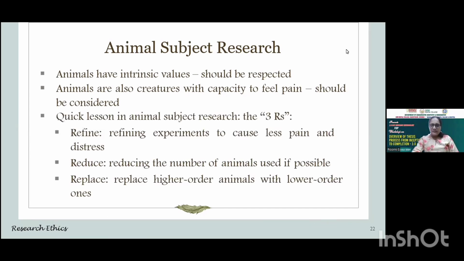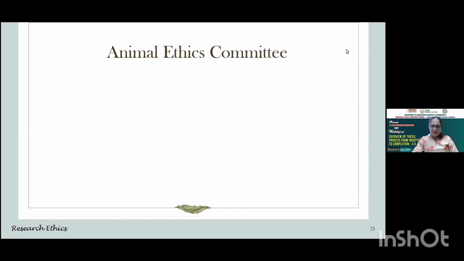The quick lesson in animal subjects is the 3 R's. What are the 3 R's? Refine, reduce, and replace. So whenever you do research on an animal subject, refine the experiment to cause less pain and distress, reduce the number of animals used if possible, and replace higher order animals with lower order animals. So you always keep in mind the 3 R's for any animal research.